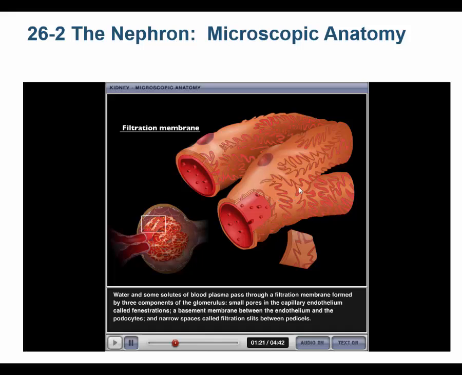So nothing will filter if it's greater than 90 nanometers. Well, first of all, nothing gets through the fenestra if it's greater than 90 nanometers. And then if it's less than 90 nanometers, it won't get through the filtration slits of the podocytes, between the podocytes, if it's greater than 9 nanometers. And in addition, there's a basement membrane, and that's negatively charged, so charge has something to do with it. And I'll talk about filtration a little more in the next section. This section is only the nephron. But you can see the podocytes sitting on the glomerulus, and they add to this filtration membrane.